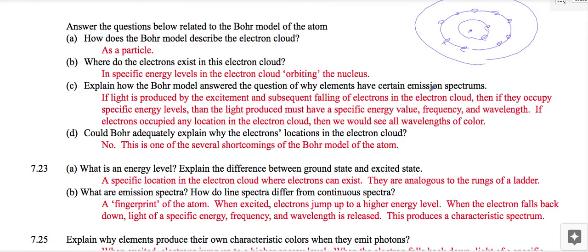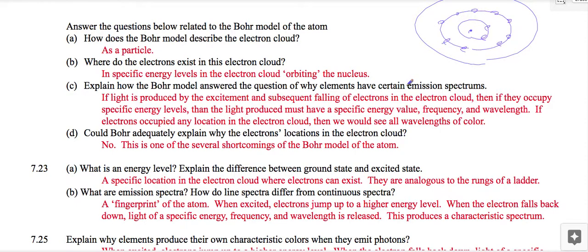How does it answer that elements have specific emission spectrums? This is a really important part of the Bohr model. Now, a lot of the Bohr model issues prevent it from being widely usable, but this is one of them. So what we see is light coming from excited electrons falling back to lower electron levels produces a specific kind of light.